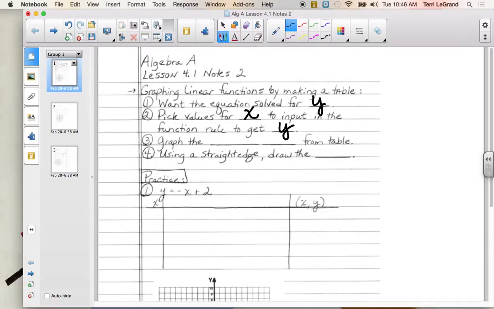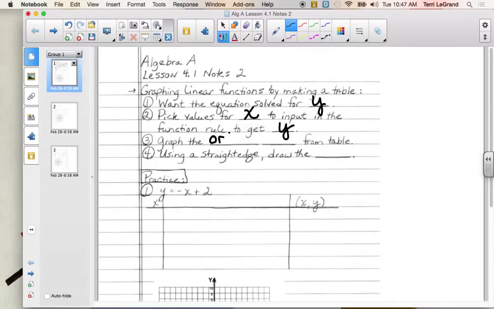Well then when we have an x value and along with it we have a y value that goes with it, what do we call that? We have an x value and a y value that goes with it. What do we call that? A point, also known as what's the mathematical term? Ordered pair.